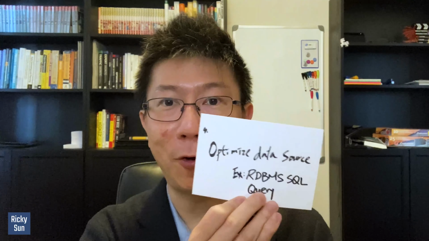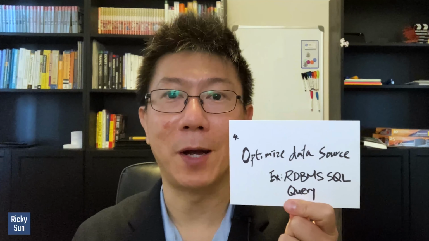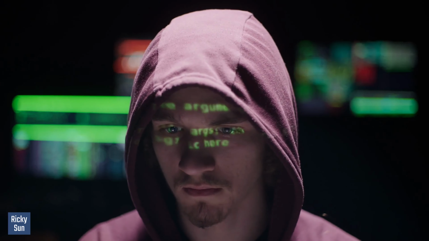I guess the fourth improvement option, in my opinion, is to optimize the data source, right? You can look at, for example, a database, an interface from RDBMS, right? The Pi RDBMS interface. Look at the data from a relational database.